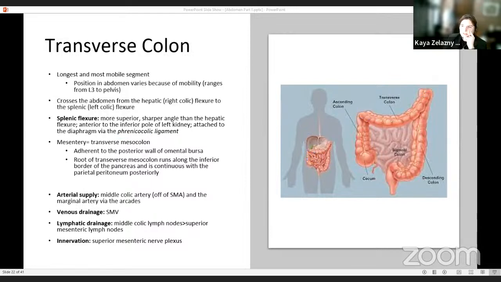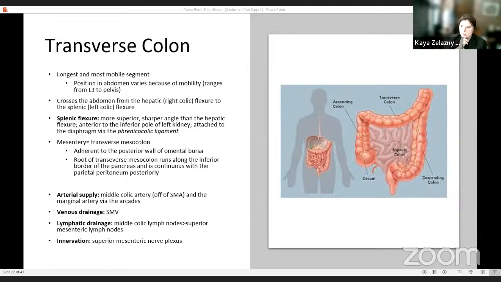Now, when we think about the transverse mesocolon, that mesentery suspending the transverse colon and allowing it all that mobility, we're going to see that it's adherent to the posterior wall of the omental bursa. So what we're saying is the omental bursa is related to that lesser sac, that smaller space that we had in the abdomen. So we're going back through that space essentially to adhere to the posterior wall of the abdomen. And when we're looking at the root of the transverse mesocolon, we're going to see that it's running along the inferior border of the pancreas as it runs into the parietal peritoneum.